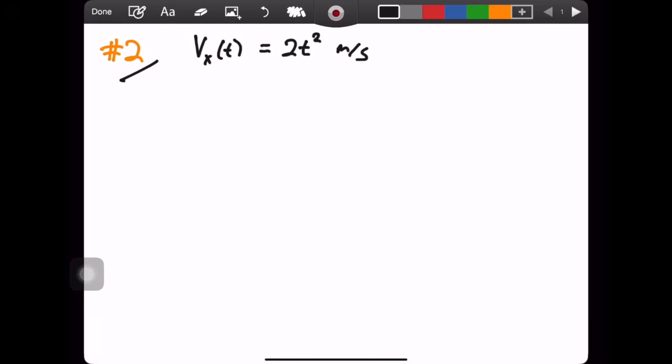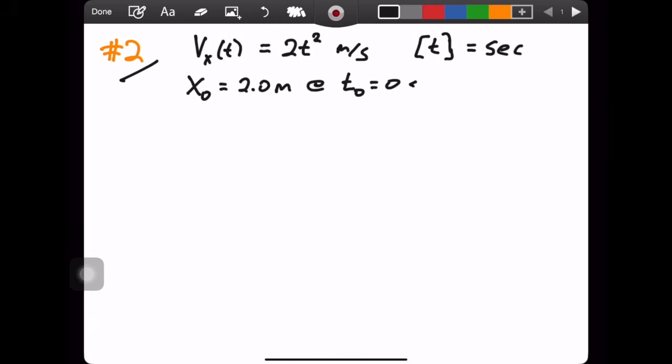We are told that t is in seconds. Those brackets around t are for dimensions. We're also told that the initial position of this particle, which we'll call x naught, is 2.0 meters at t naught, which is t equal to 0 seconds.